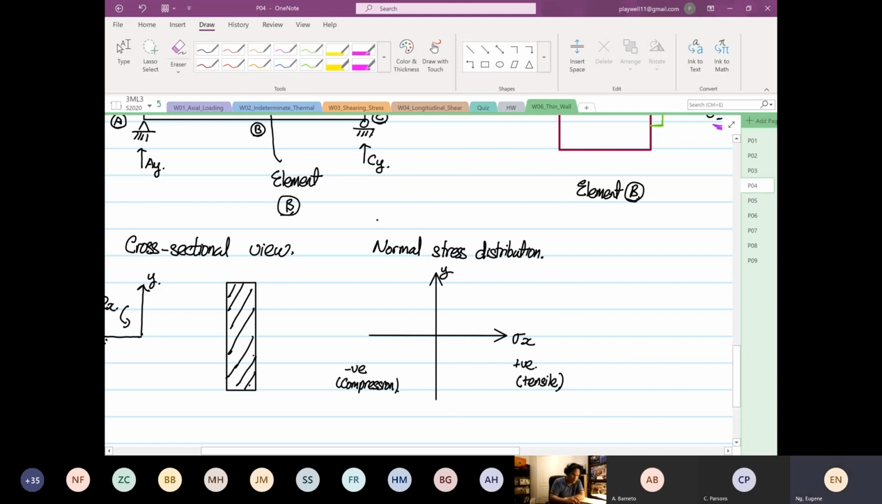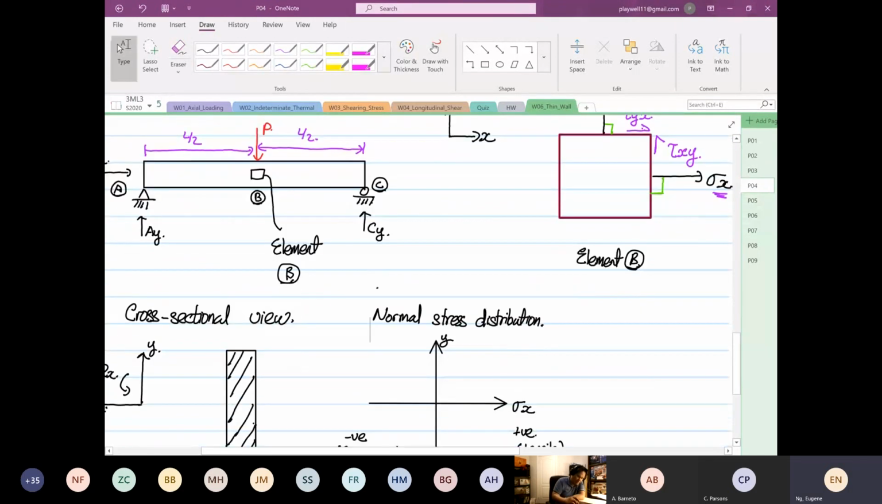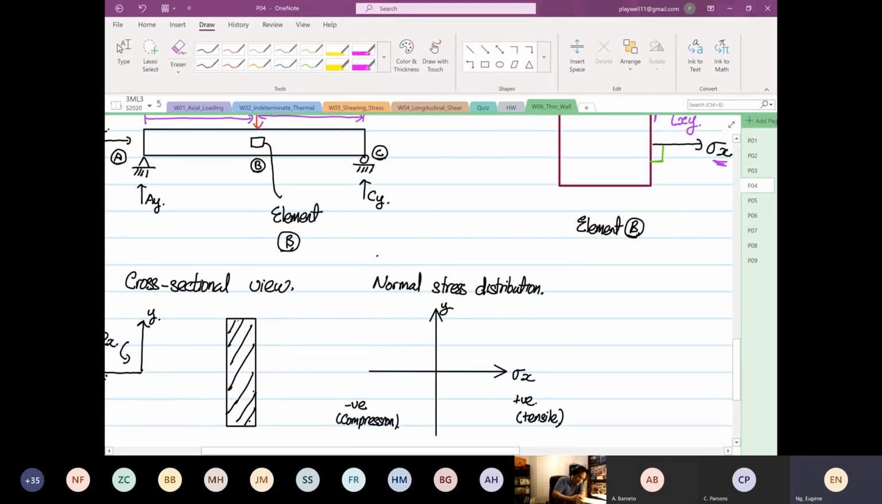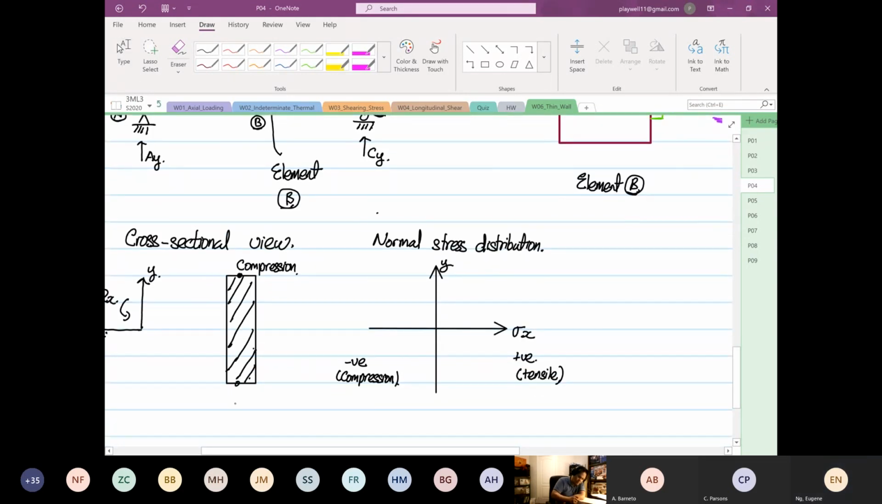Right? So if we follow how the stress or the force is applied, we know on top over here will be compression, and we know down here will be tensile. So when we sketch this out, this is how this will look like.